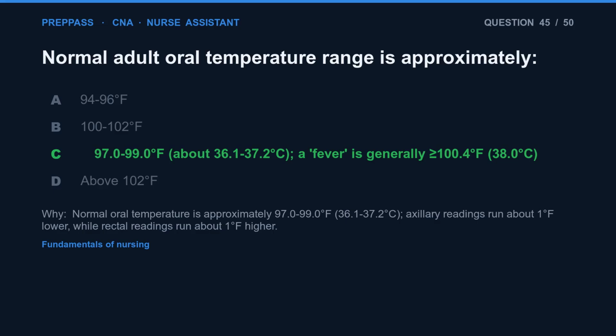The correct answer is C. Normal oral temperature is approximately 97.0 to 99.0 degrees Fahrenheit, 36.1 to 37.2 degrees Celsius. Axillary readings run about 1 degree Fahrenheit lower, while rectal readings run about 1 degree Fahrenheit higher.